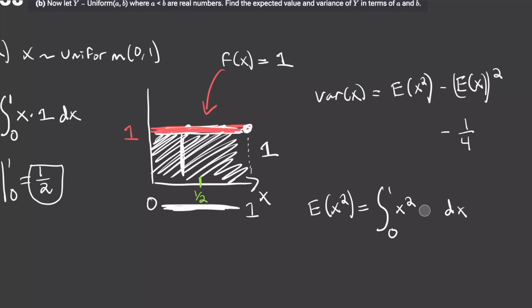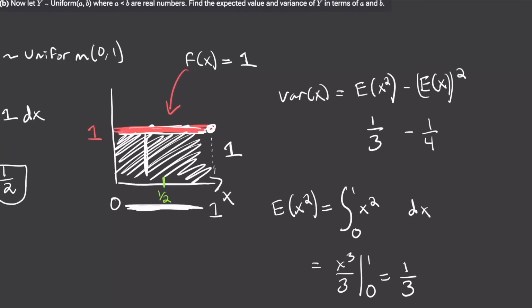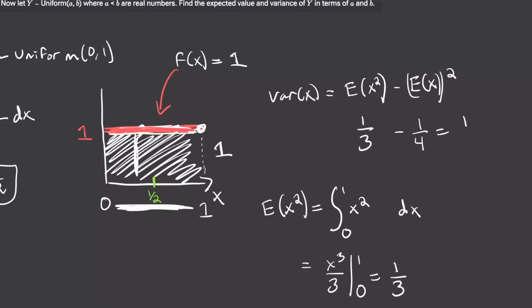So when we integrate x squared, we're just going to get x cubed divided by 3, evaluated from 1 to 0. So that's just going to be equal to 1/3. So the second moment of x is going to be 1/3. So our variance is going to be 1/3 minus 1/4, which is just equal to 1/12. So that is the answer for the variance of x.